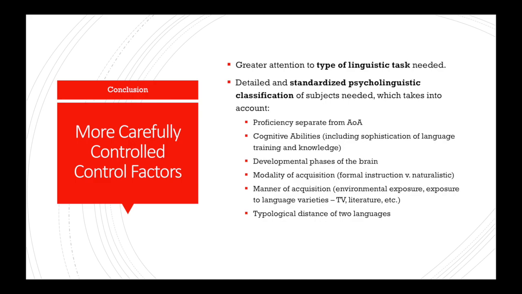As well as the developmental phases of the brain, modality of acquisition, so formal versus naturalistic, manner of acquisition, what types of discourse have they been exposed to? Is it purely television at home on their own, or were they taken to see plays? Were they given more advanced texts and novels to read? And then also the typological distance of the two languages, so if they're in the same language family or not. All those things really need to be individually addressed before we can take a look at these other results. So yeah.